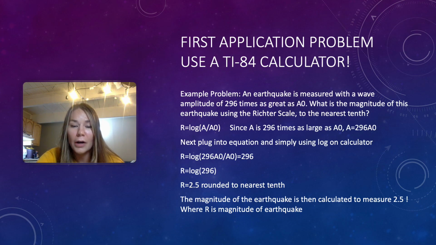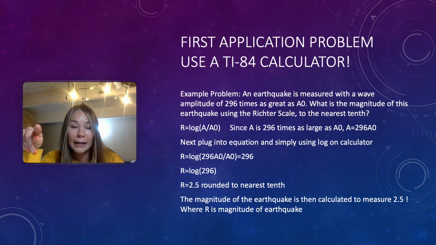R equals log of A divided by A0. Since A is 296 times as large, A equals 296 A0. So if you plug that into the equation, you just get 296. So then it would be R equals log of 296. Enter that into your scientific calculator.